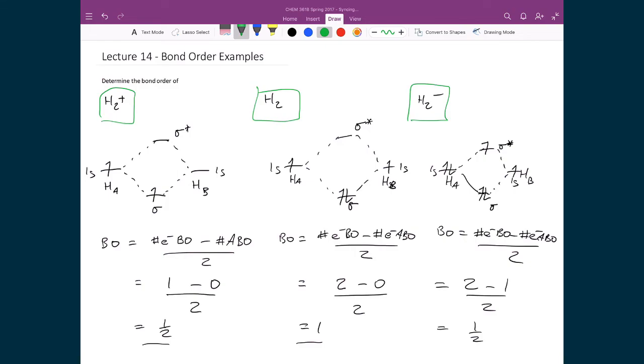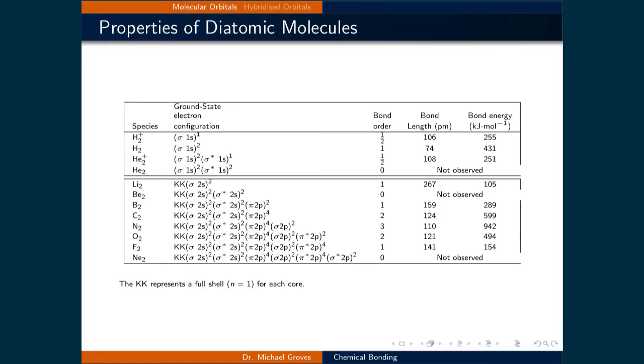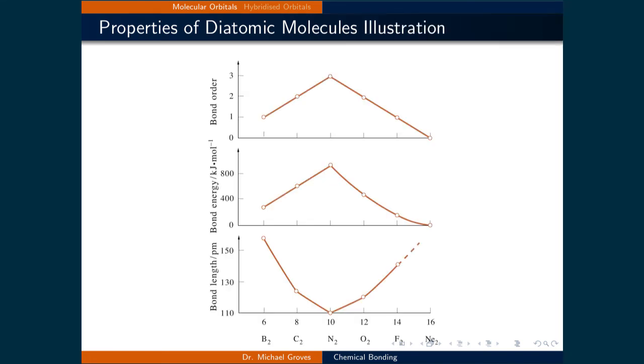Based on the molecular orbital diagram presented earlier, we can create a table which includes the ground state electronic configuration and the bond order of each diatomic molecule. We can also include measured values for the bond length and the bond energy. If we plot the bond order, the bond energy, and the bond length, we can see the intuitive relationships that we would expect. As the bond order increases, the bond energy also increases, and the bond length decreases. Conversely, as the bond order decreases, so does the bond energy. This correlates to an increase in bond length. This demonstrates the qualitative predictive power of bond order to determine the strength of bonds, which is based on the quantum mechanical treatment of molecules.